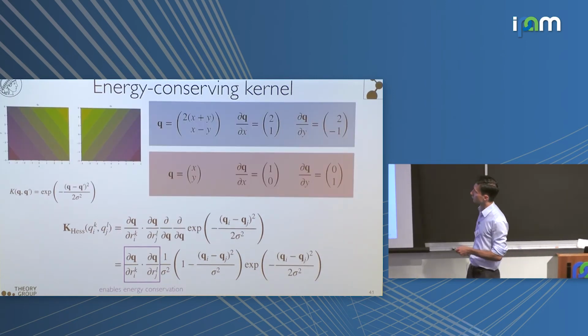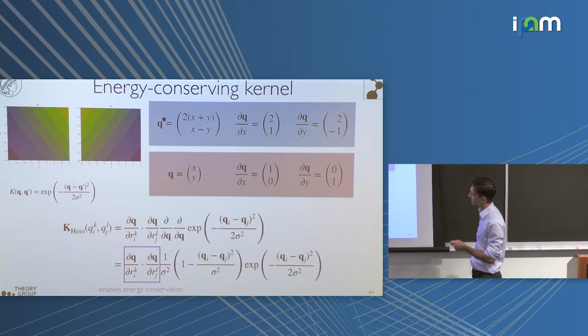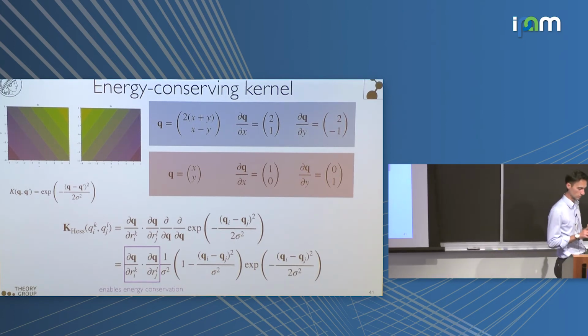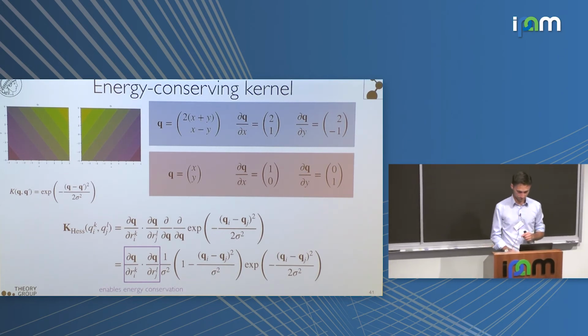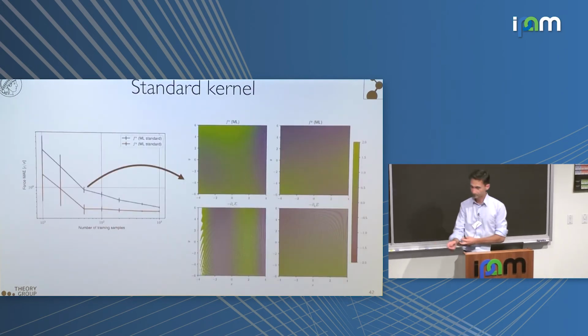This is why I use this representation here, because if I use x and y, then dq dx and dq dy do not talk to each other. They're orthogonal. That's not what I want, because then I'm back to the independent problem. That's why I'm using this rotated frame, because this way these two derivatives are not orthogonal.